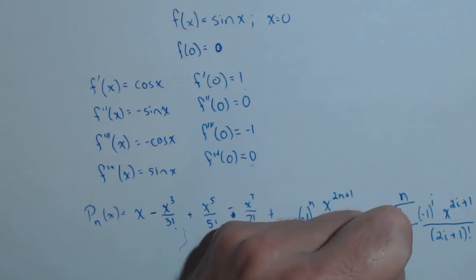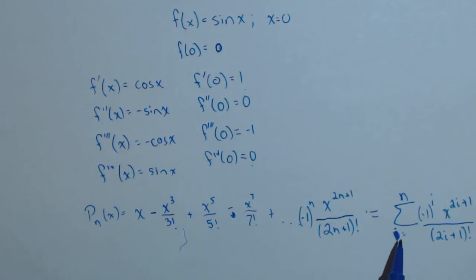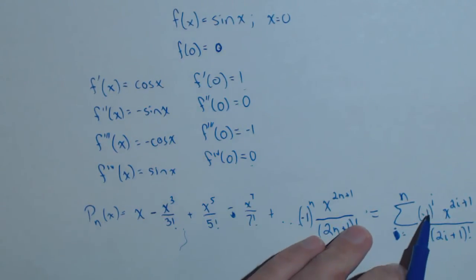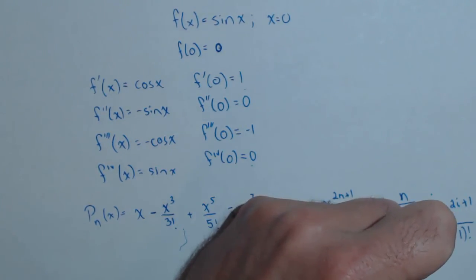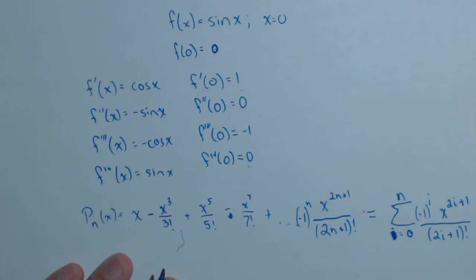Now my only question is, where do I want to start i? Well, if I started at 0, that'll give me x to the first over 1 factorial. That checks out, and that'll give me positive. So there is my nth degree Taylor polynomial for sine of x.